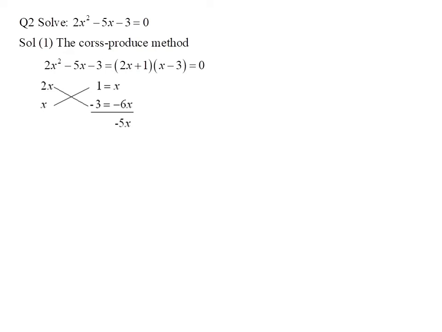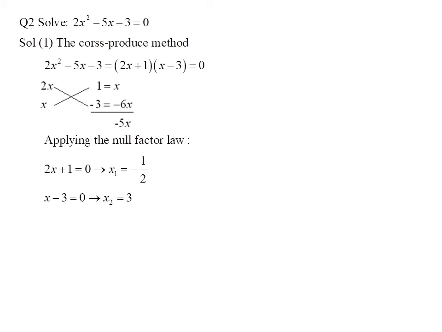Here we just show the right combination which produces the linear term negative 5x. After the null factor law is applied, 2 solutions for x are obtained. They are negative half or 3.